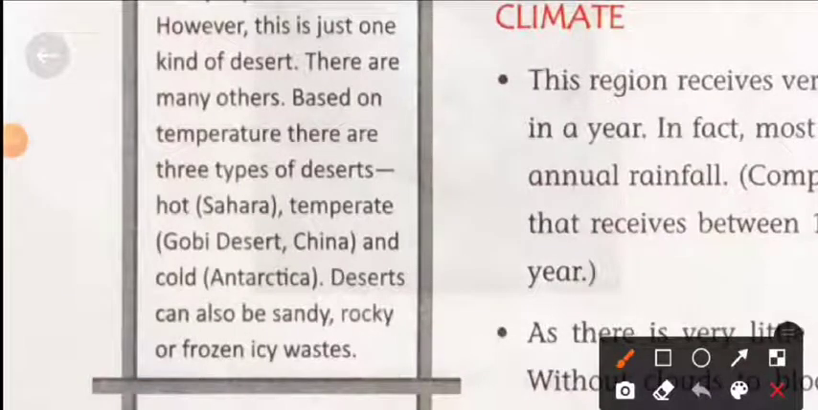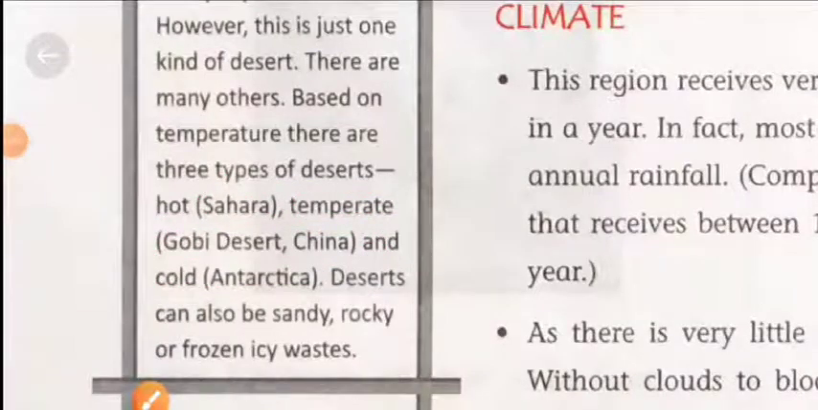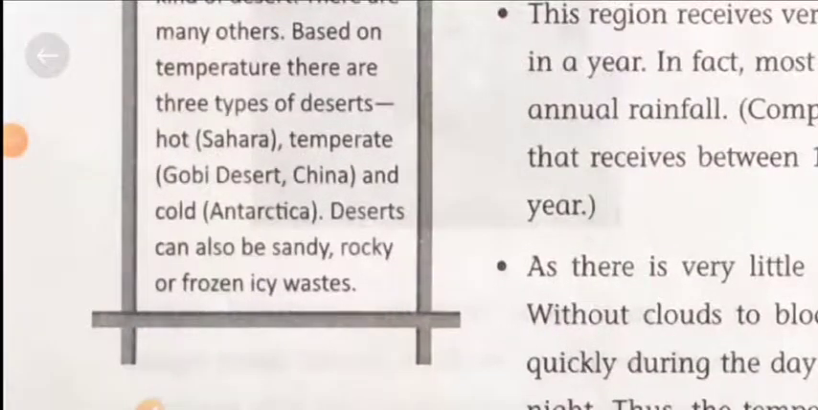These are three types. How many types? Three types of desert: hot desert, which is the Sahara; temperate desert, the Gobi Desert in China; and cold desert, Antarctica, where the ice is covered throughout the year. Where the temperature is not too hot and not too cold, it is still a desert, as in the Gobi in Mongolia. So the Gobi Desert is in China, and the rocky and frozen ice desert lies in Antarctica.